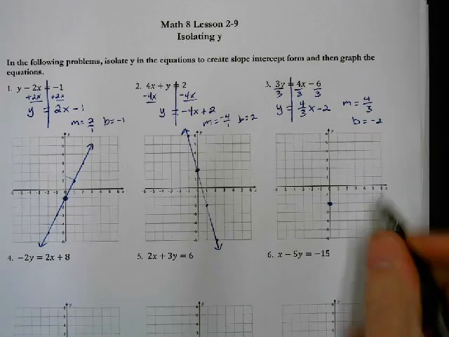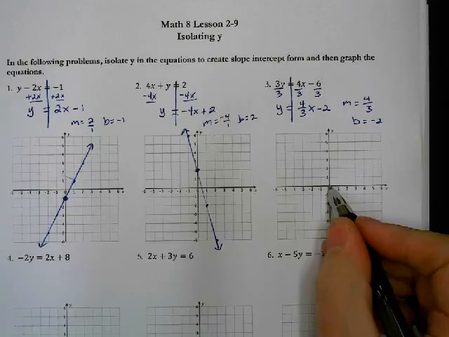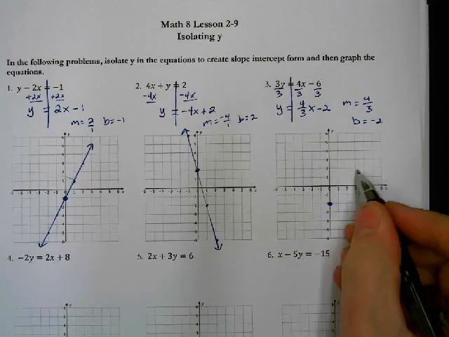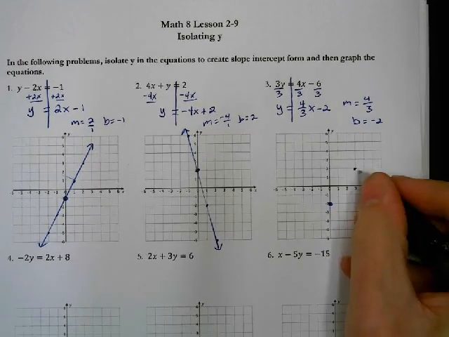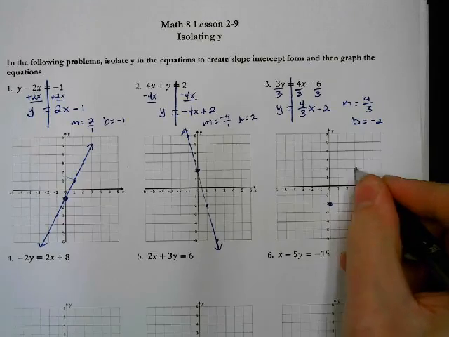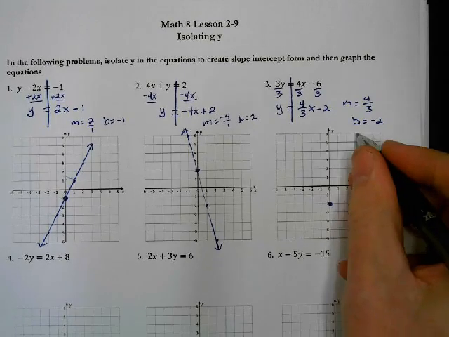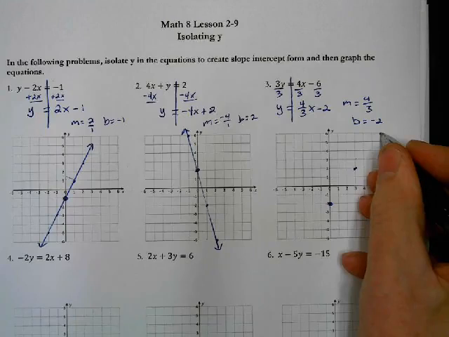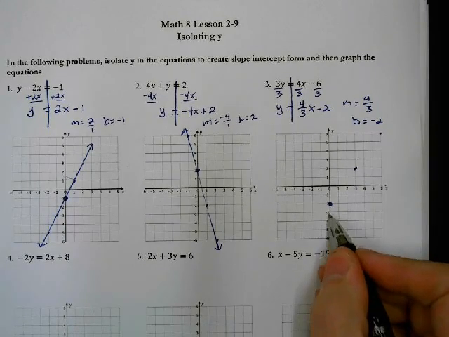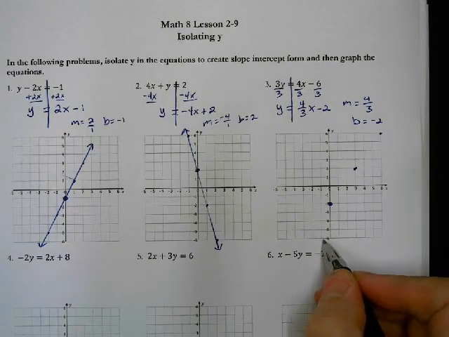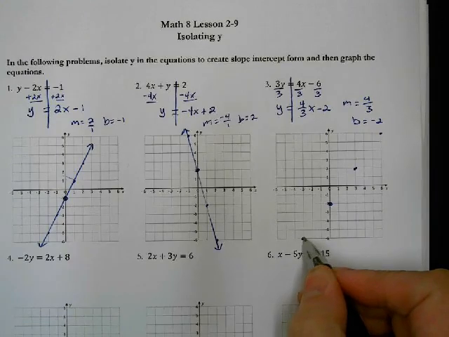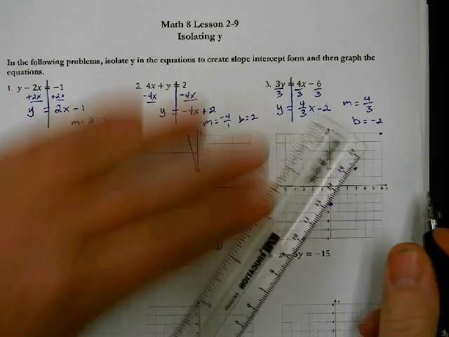There's my y-intercept. Slope, up 1, 2, 3, 4 over 1, 2, 3. Can I do it again? Yes, I can. Like Bob the Builder. Up 1, 2, 3, 4 over 1, 2, 3. Or we can go down 1, 2, 3, 4, and backwards to the left 3. They're all on the same line.